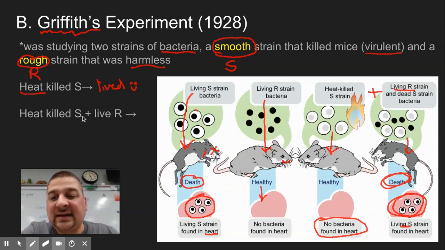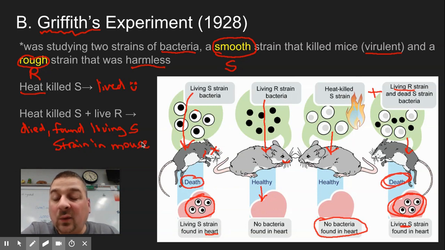So on your notes, heat-killed S plus live R strain. The mouse died. And you can write in there that he found living S strain inside the mouse tissue. Now, what in the world happened here?